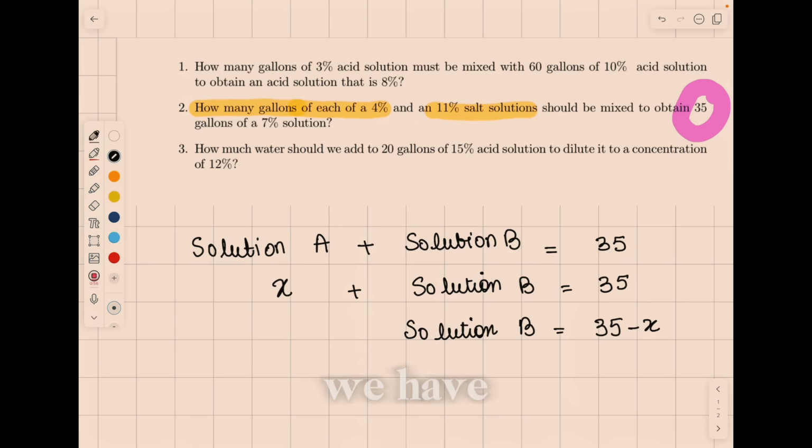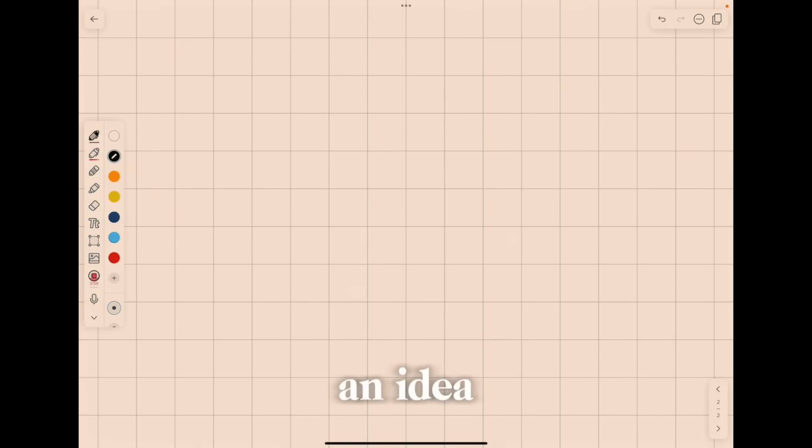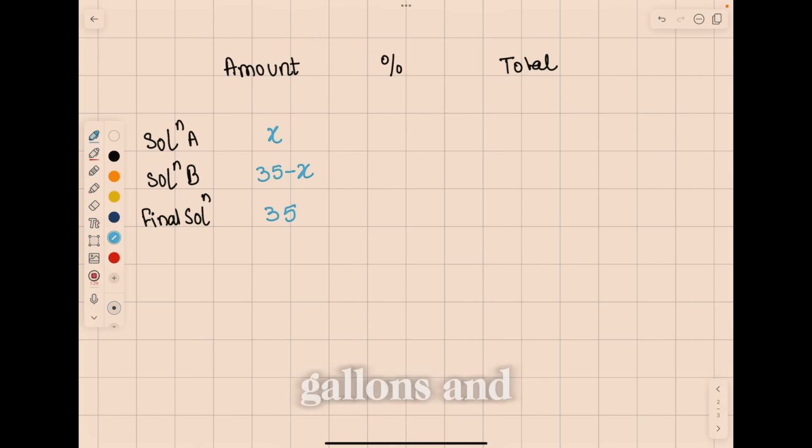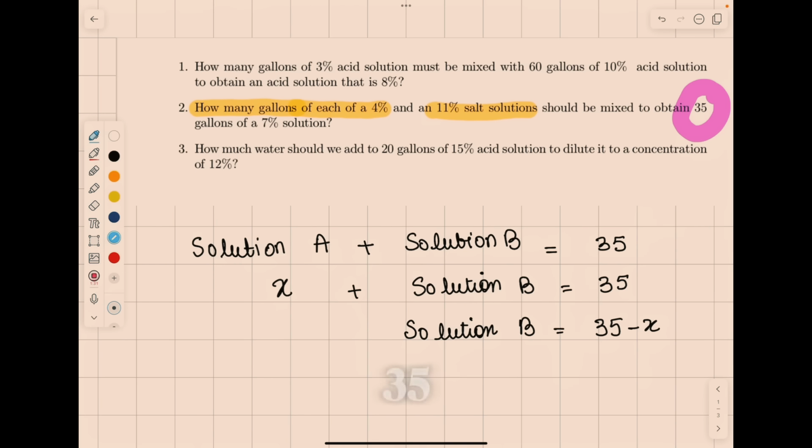And once we have an idea, we can go ahead and create a table, similar to the way we created our last table. So let's write it down: amount, percentage, and the total solution we will create. We are using solution A and solution B to create a final solution. Solution A was x gallons that we assumed. Solution B was 35 minus x gallons, and the final solution obtained was 35.